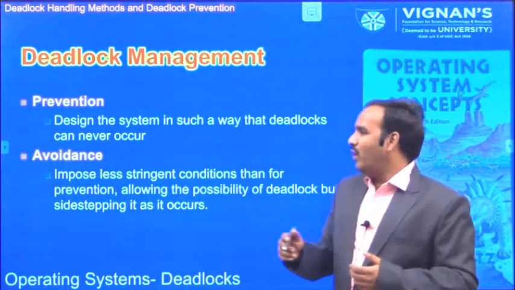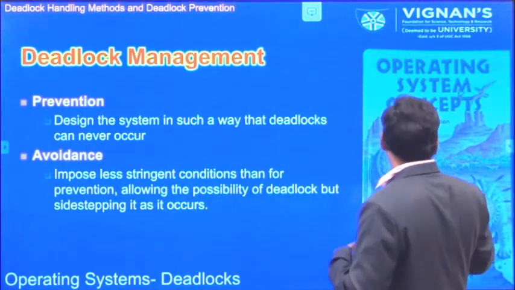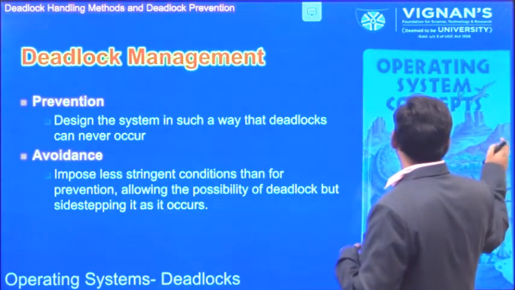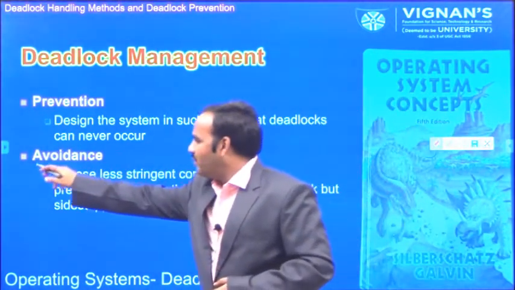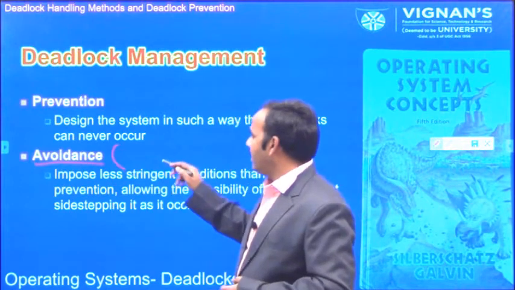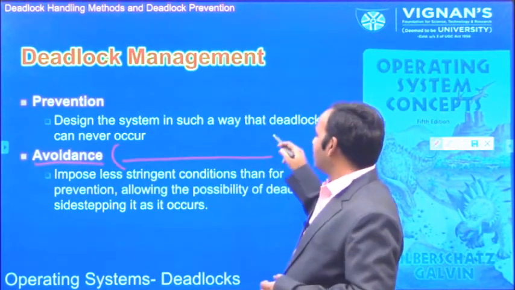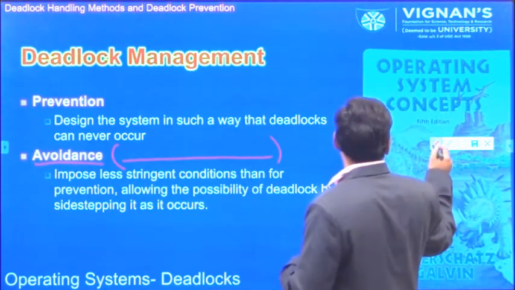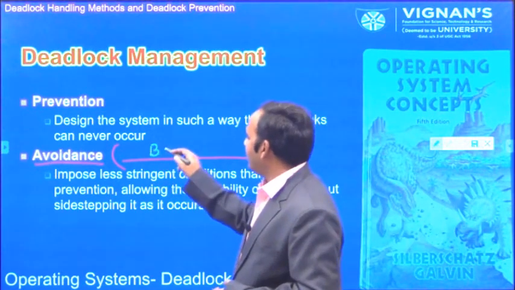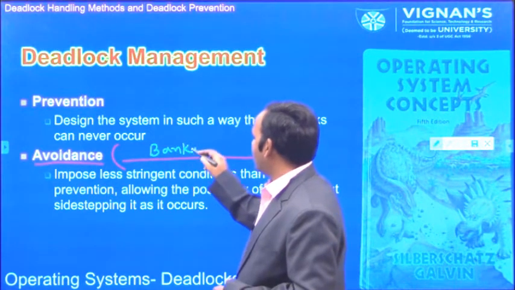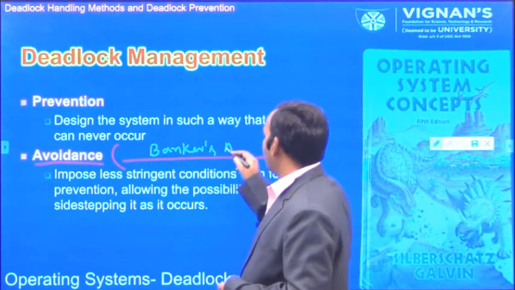This is a very important topic in this unit. Deadlock avoidance is very important, and we will spend more time on it. What we are going to study from this topic is Banker's algorithm.